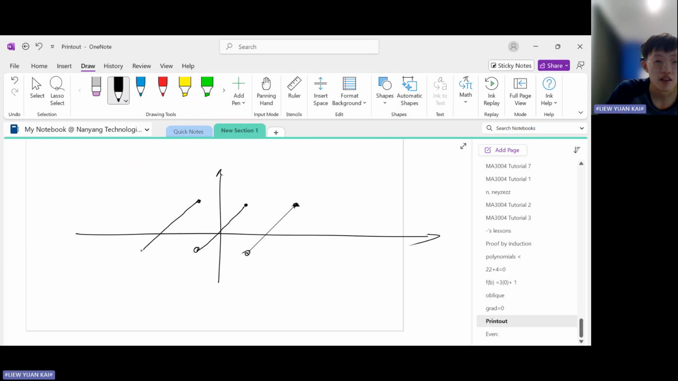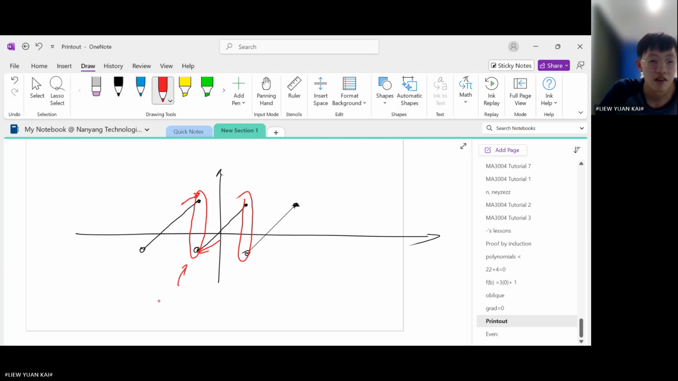Okay, notice that this is a discontinuity, right? Because they don't join together continuously. This is where the graph breaks apart. In other words, when you approach from the left, there is some y value, and then when you approach from the right, there's a different y value. This mismatch in y values is called a discontinuity.